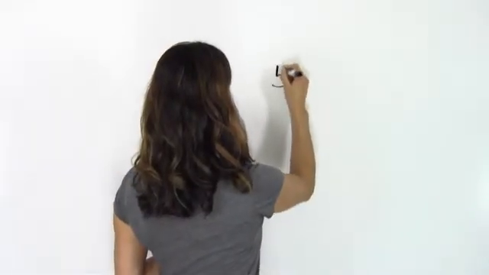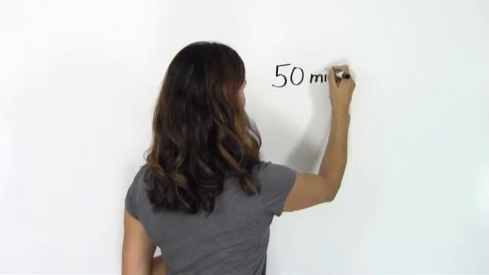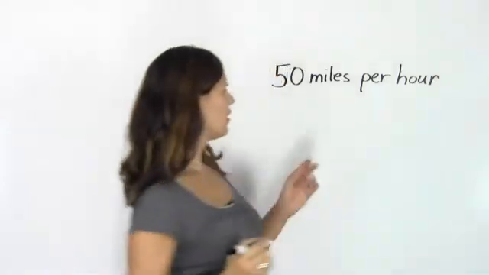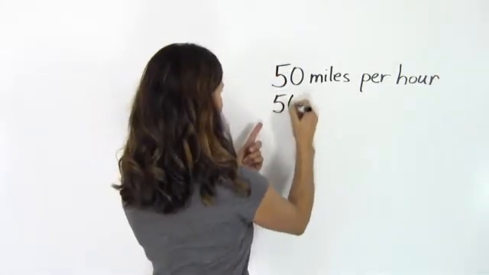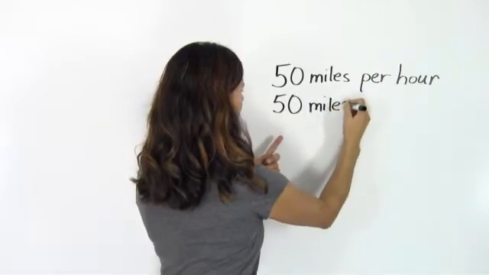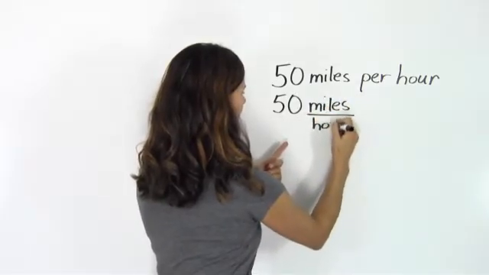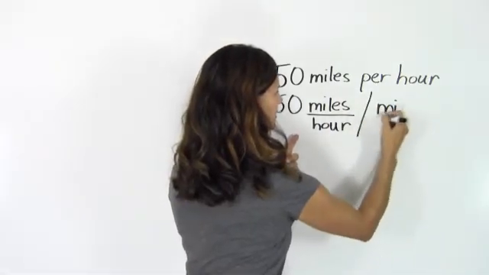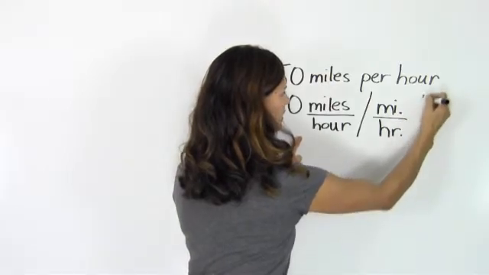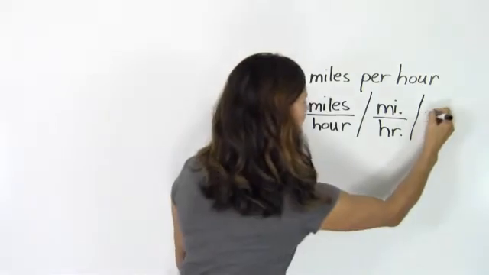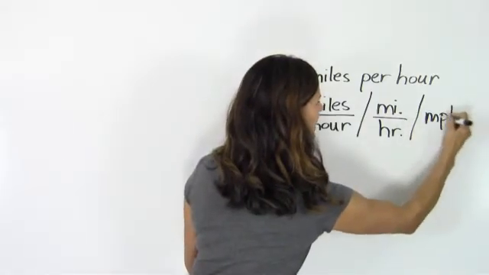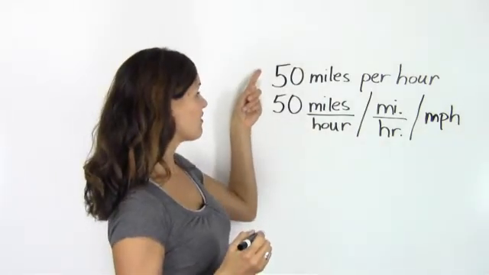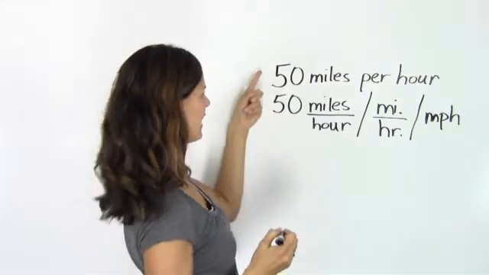So we might see this written as 50 miles per hour, or we might see it written as 50 miles per hour, abbreviated as miles per hour, or sometimes in some problems we'll see it as mph, miles per hour.